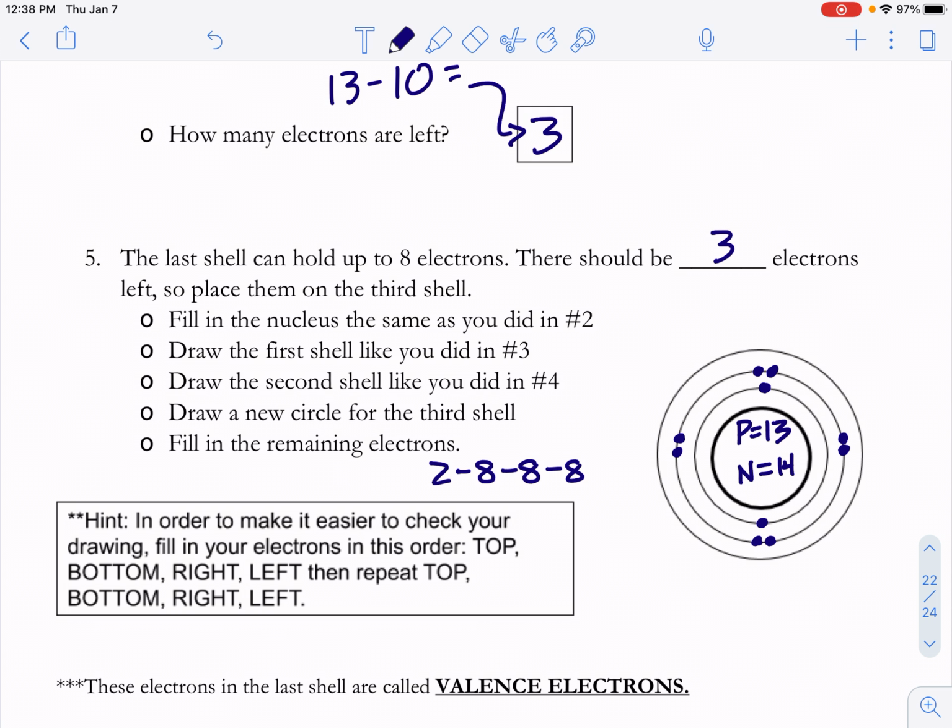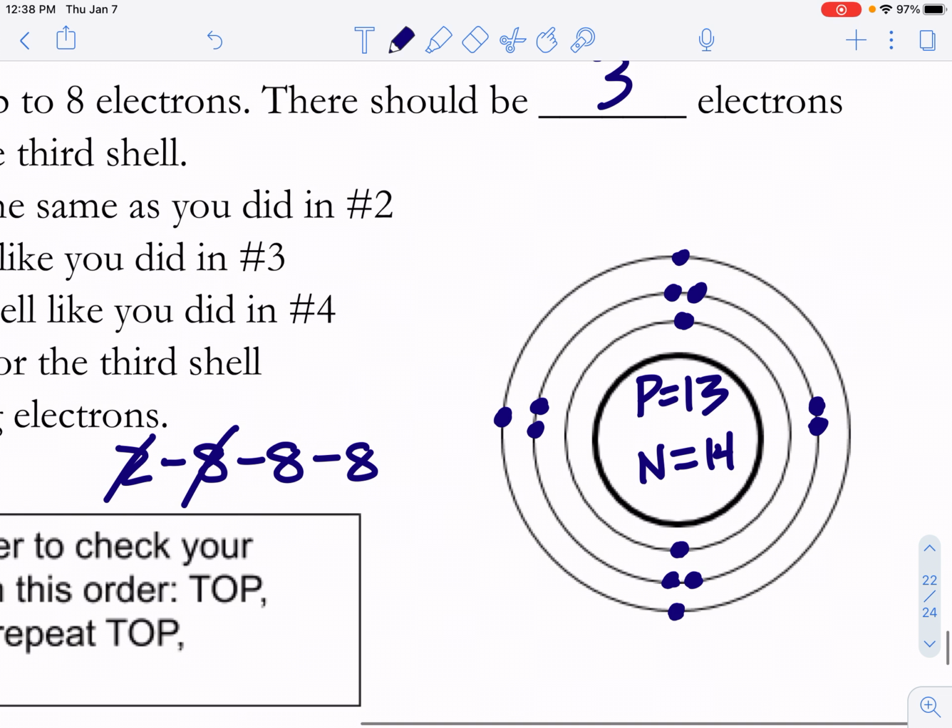We've used up that shell, and we have 3 more to place right here. But we're not going to need to fill them all up, so I'm just going to go 1, 2, 3. Have I used up all 13 electrons? Yes, I have. So this is what your completed Bohr model for aluminum will look like.